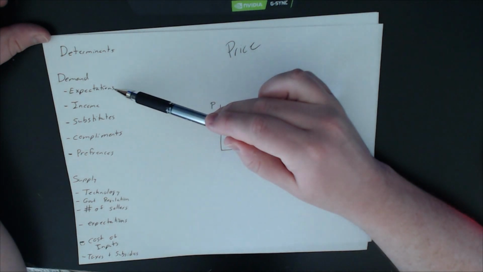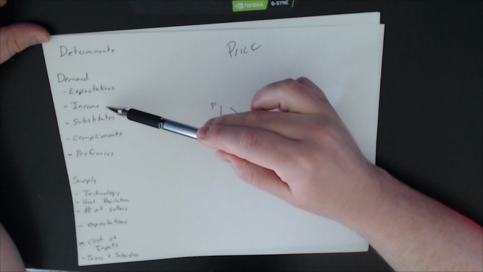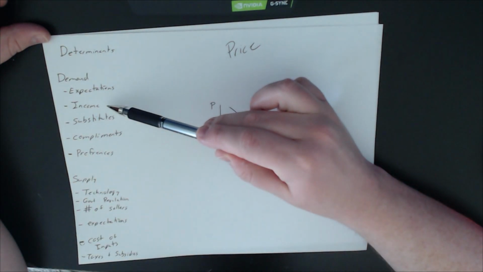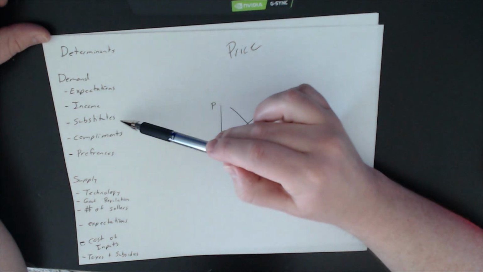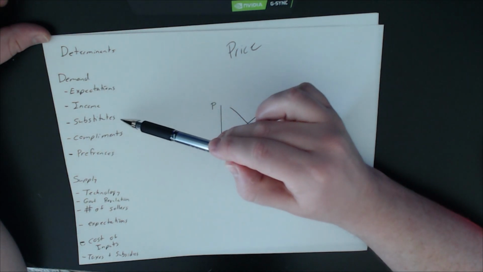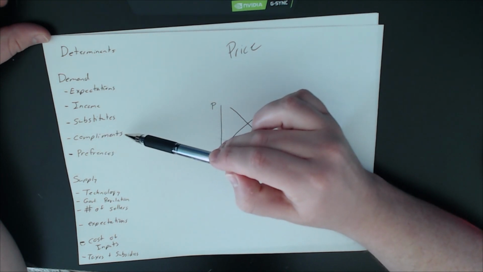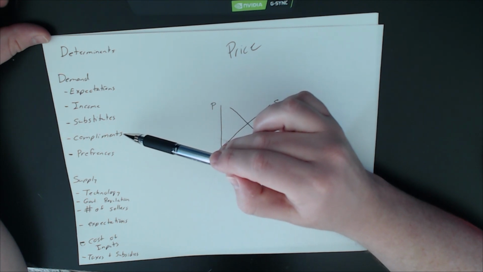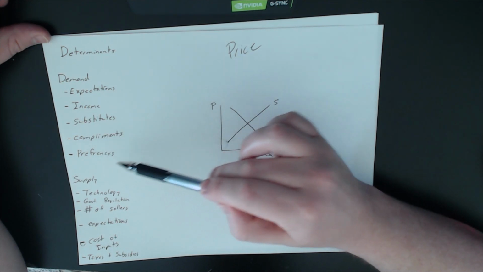Expectations, what do people expect for the future as far as consumers go? Income, how much money do my consumers have? Are they getting raises? Are they losing their jobs? That kind of stuff. Substitutes, can I exchange one thing for another? Beef instead of chicken, McDonald's instead of Burger King, that kind of stuff. Complements, what do I buy with it? Coffee, donuts, burgers, fries. Preferences, is it popular or not? See, rise and fall of the career of Britney Spears.